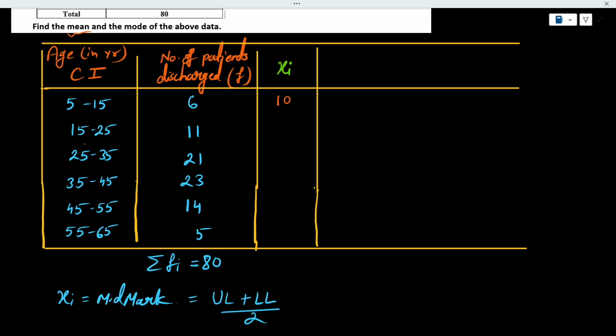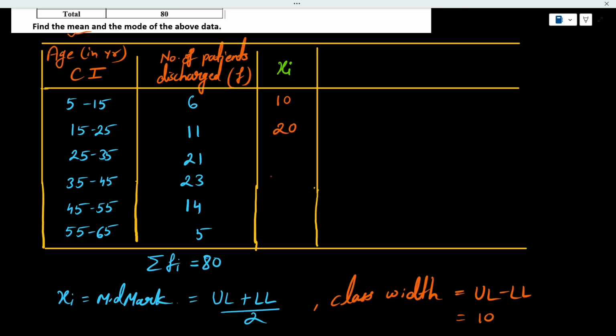What is your class width, which is called h? It is upper limit minus lower limit. You should know this also. It's uniform. In grade 10, generally you get all the questions based on uniform class width. So the first is 10. Then 15 plus 25 is 40, 40 by 2 is 20. Now you can directly get the rest because you know the class width is 10.